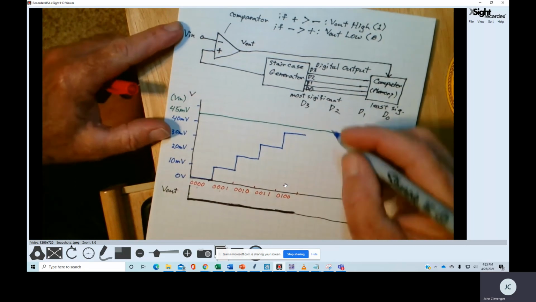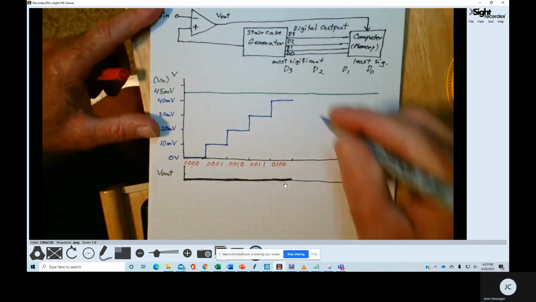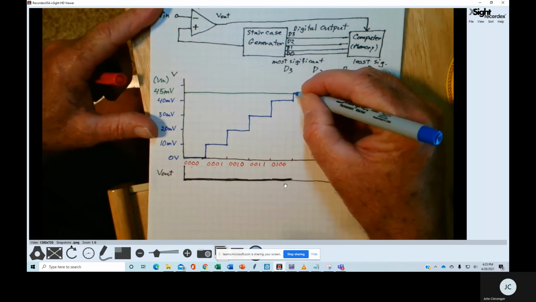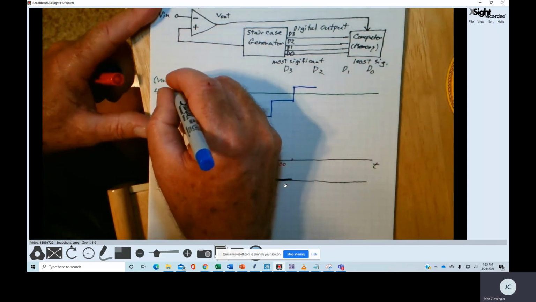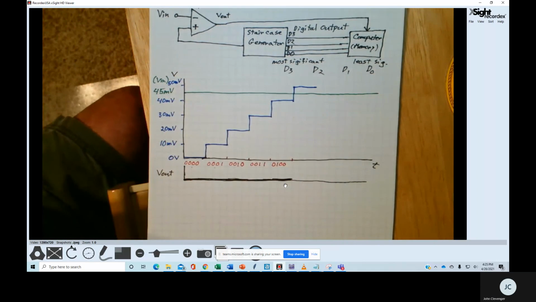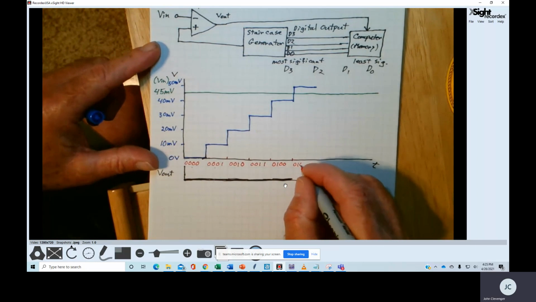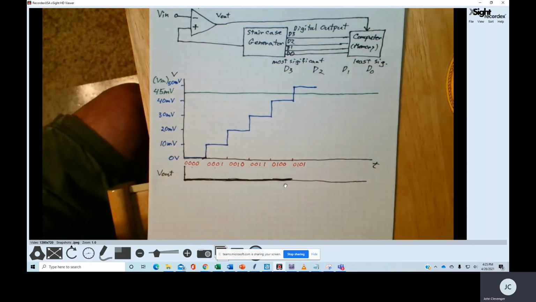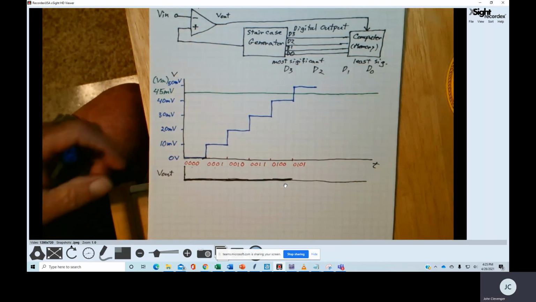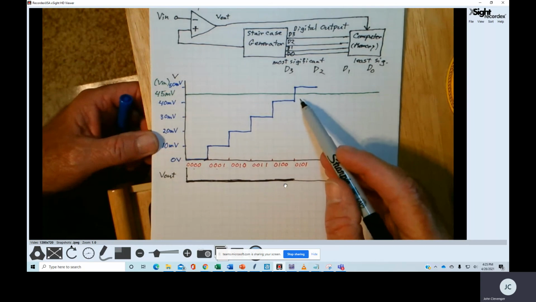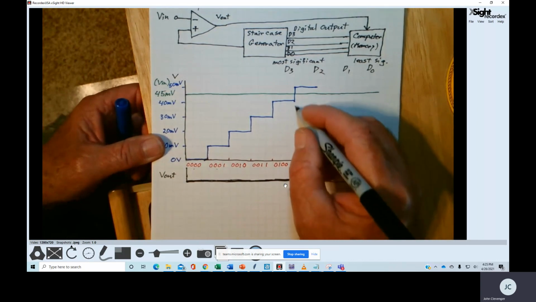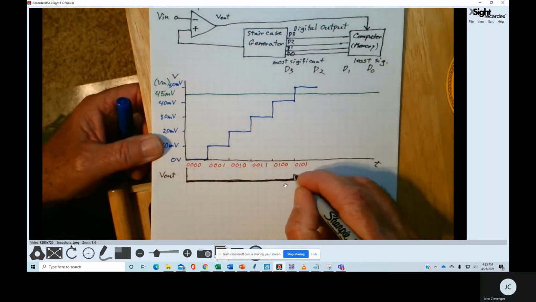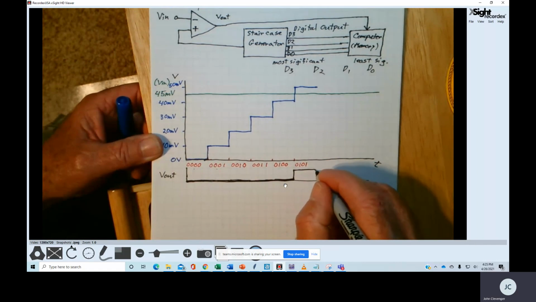But now, look what happens. This is going to be so exciting. Now, the staircase generator increases to 50 millivolts. And the count, of course, will be 0, 1, 0, 1. But now at this point, notice that the non-inverting input is greater than the inverting input. So the output of the comparator at this point now goes from low to high.